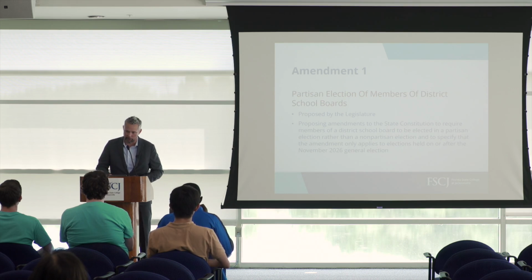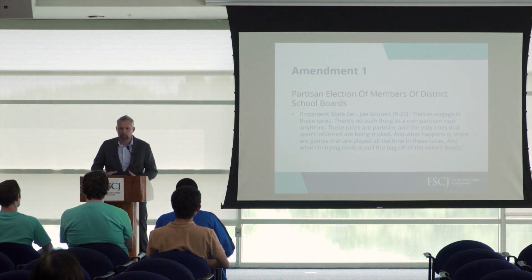to now be partisan. Meaning right now, when we go to vote for our school board members in Duval County, there is no partisan affiliation, no R, no D, no NP, no I, nothing appearing behind the name of that candidate. This amendment would require that to start happening in November of 2026. So what is the motivation of that?